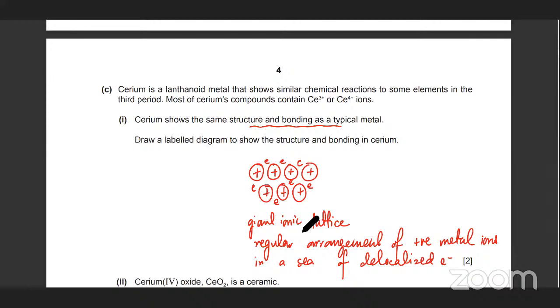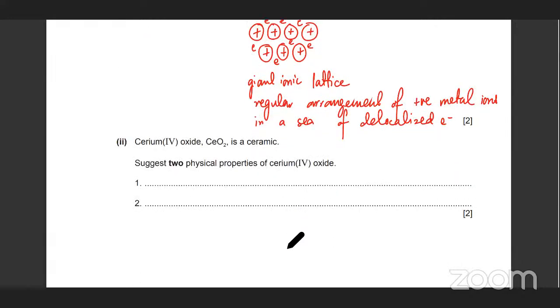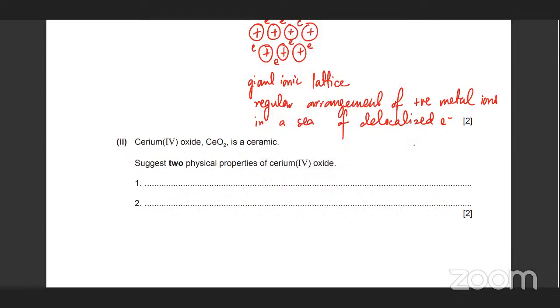So that's a regular arrangement of delocalized electrons. Uske marks honge. Then you have, okay, it's a ceramic. What is a ceramic? Or कौन से 3 compounds हैं जो वैसे, I mean, although this is not in your course, but what are the 3 compounds that are ceramic and what is a ceramic material? Any idea? MgO.